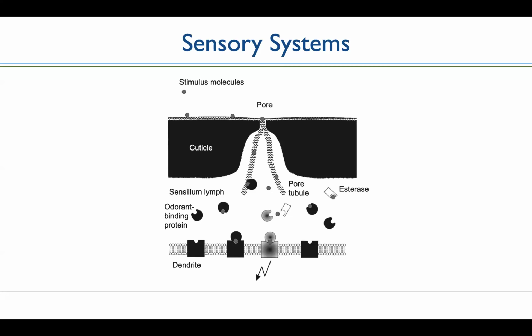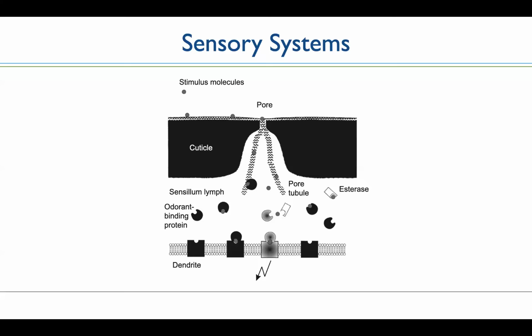So how do these work? What happens here is you have a stimulus molecule, whether it's for taste or for smell, and these stimulus molecules will pass through a pore in the cuticle. Say antennae, for example, can have one pore or they can be multiporous. They tend to be more multiporous, to be able to deliver these stimulus molecules.